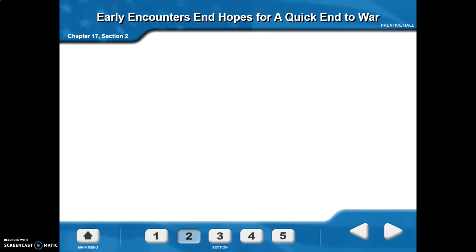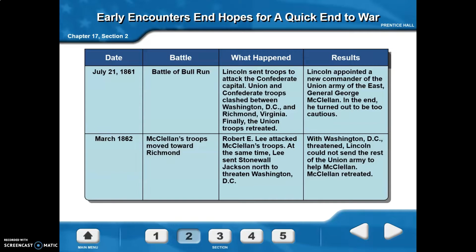Both sides thought this war was going to last a couple of months, but it lasted four long, bloody years where many people died. So I'm going to show you two different battles that happened early on in the war. People were hoping, again, for a quick end to the war, but obviously that was not the case. The North and South realized that after a couple of battles that they fought with each other.